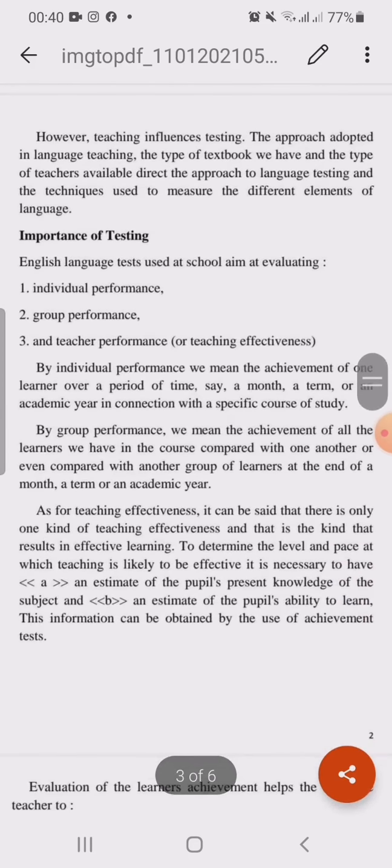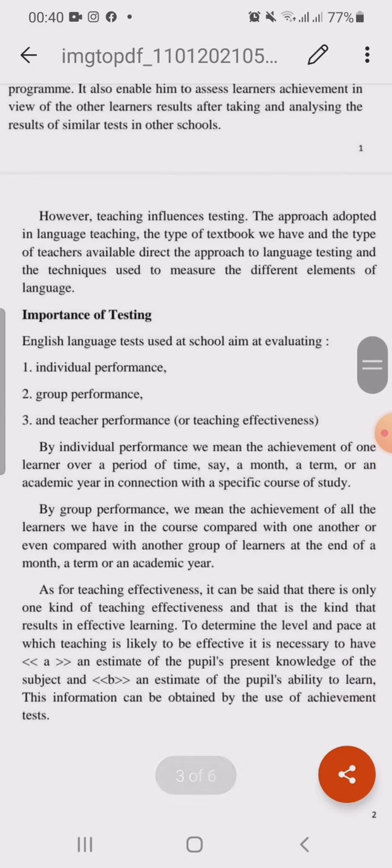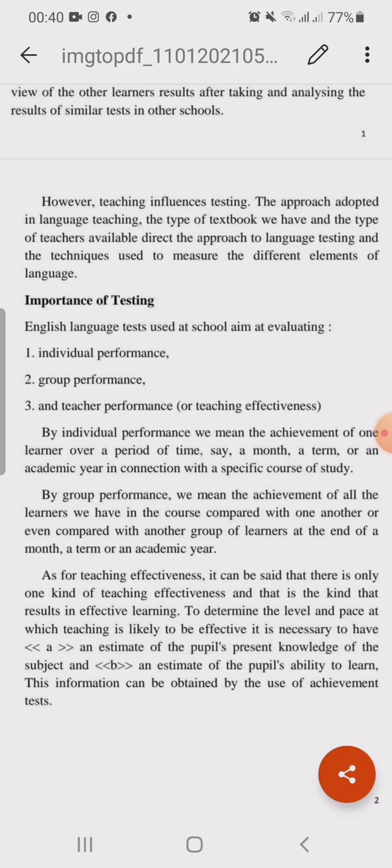الاختبار. However, teaching influences testing يعني التعليم يؤثر على الاختبار. The approach adopted in language teaching الطريقة المستعملة في تعليم اللغة, the type of textbook we have and the type of teachers available direct the approach to language testing.